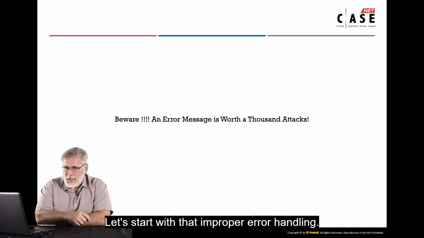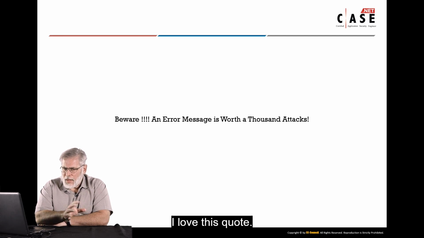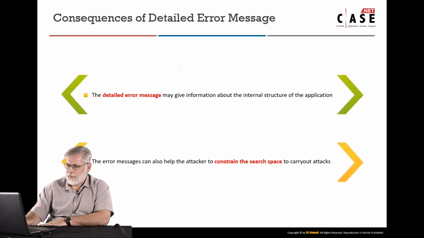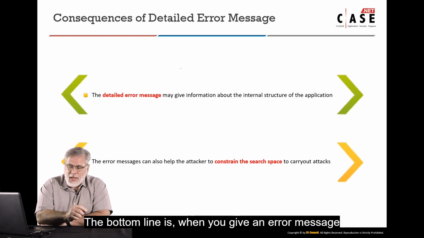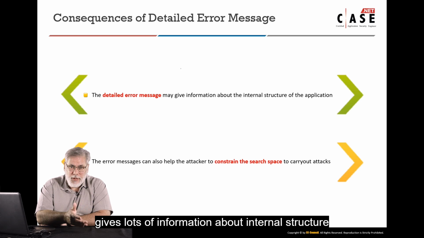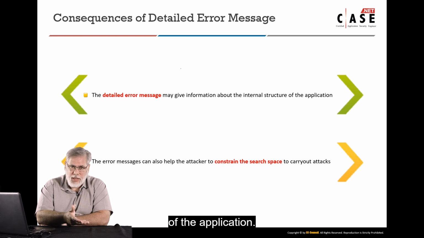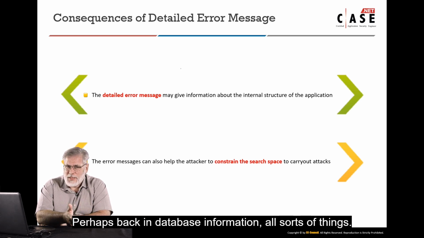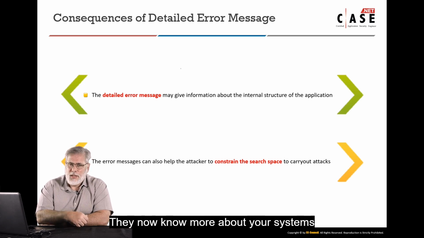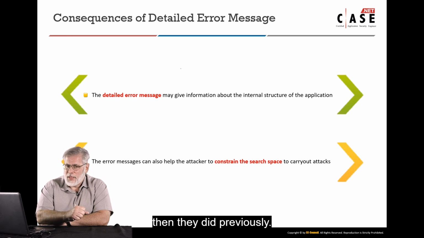Let's start with that improper error handling. I love this quote. Beware, an error message is worth 1,000 attacks. The bottom line is when you give an error message to a user, an overly detailed error message gives lots of information about internal structure of the application, perhaps back-end database information, all sorts of things. That's, first of all, very, very useful to an attacker. They now know more about your system than they did previously.